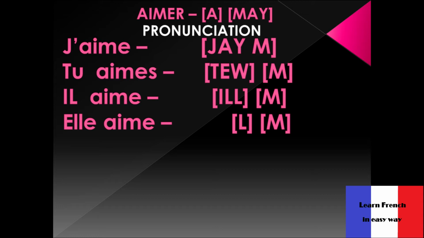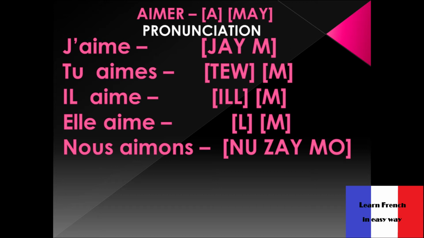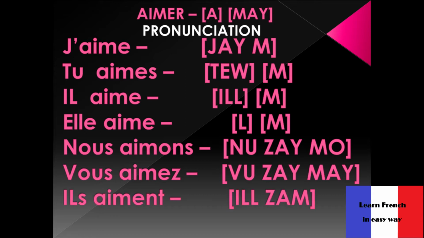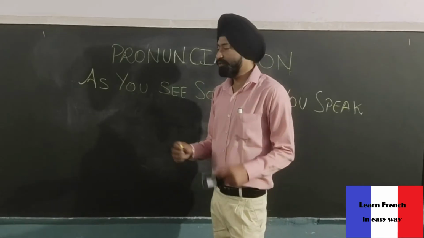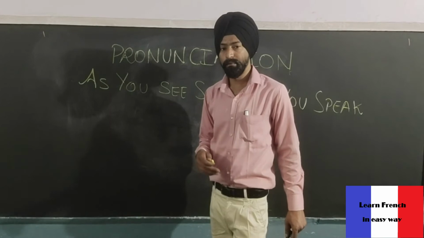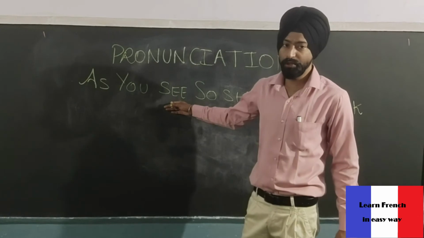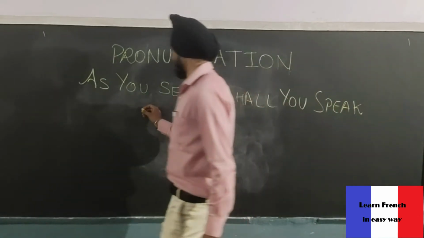Then elm, alphabet L and alphabet M will give the same sound as elm. Then in the brackets it's written as nu-zem, then vu-zem. In brackets it's written vu-zem, same as in the May, the month. Then il-zem, el-zem, it's written as zem, so make it a shorter sound, making it zem, il-zem, el-zem. You saw j'aime, tu, il-m, elm, nu-zem, vu-zem, il-zem, el-zem. As you see, "so shall you speak," as you saw in the slides, it's written as tu.